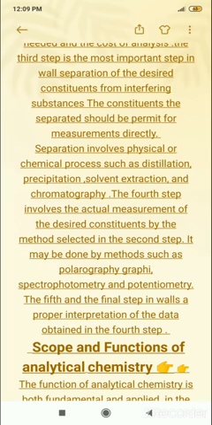In the first step you have to decide the sample. In the second you have to find out the method and cost of analysis. The third step is very important: find out the interfering substances and remove them by separation methods. Separation methods are distillation, precipitation, solvent extraction, chromatography, etc. And in the fourth step, you have to measure what you desired, the actual measurement of the desired constituents by the method selected in the second step.